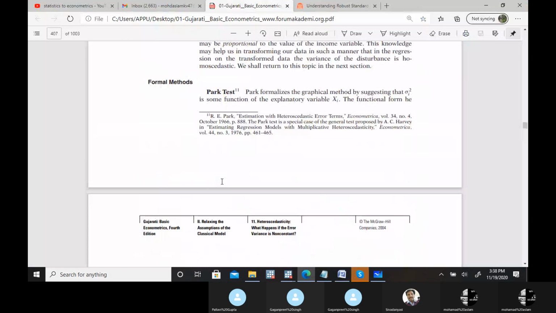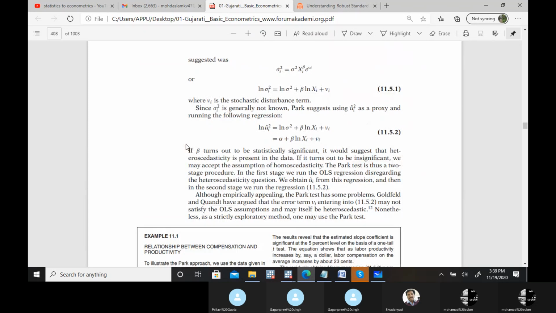Yeah, it was in the beginning, I think. Yeah, it's given here: Estimation and Heteroscedastic Error Terms, Econometrica, October 1966. And other methods were developed after this particular time period, in the 70s, 80s, and 90s. In this method, the assumption is that this change in the variation is because of these three components.